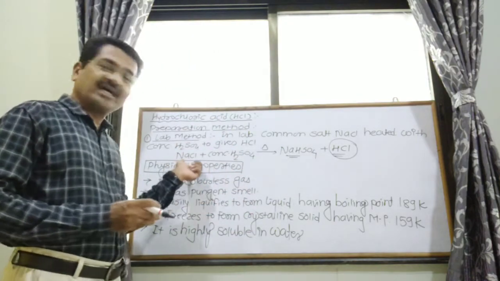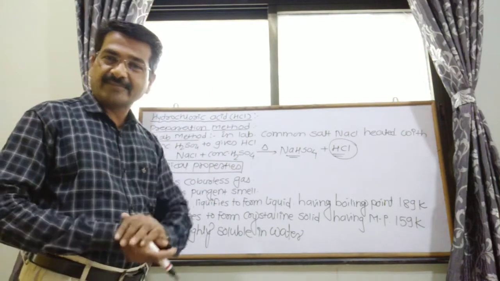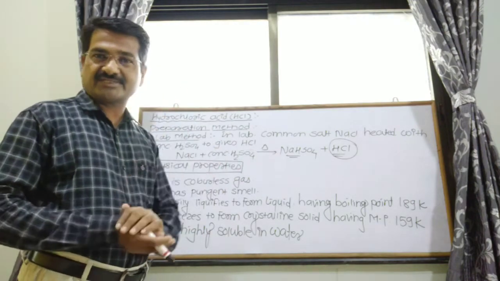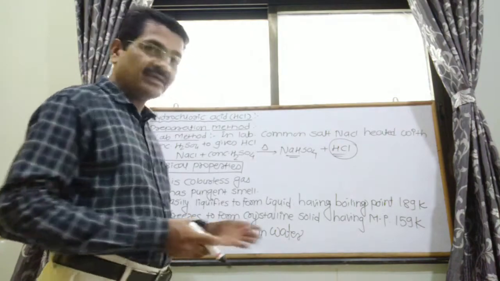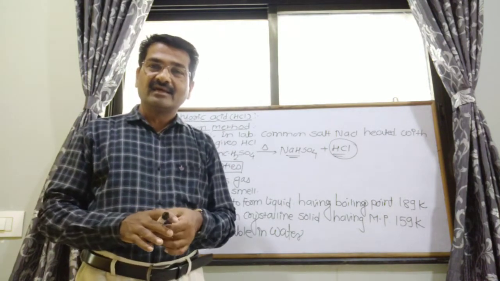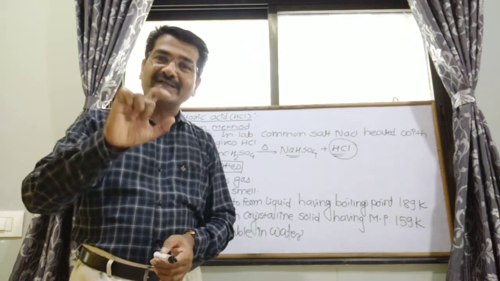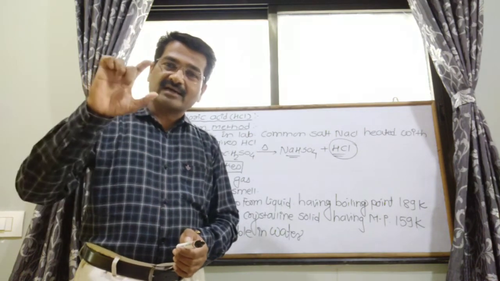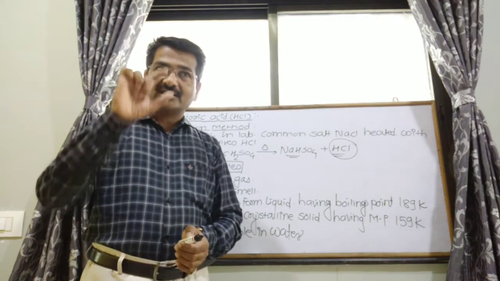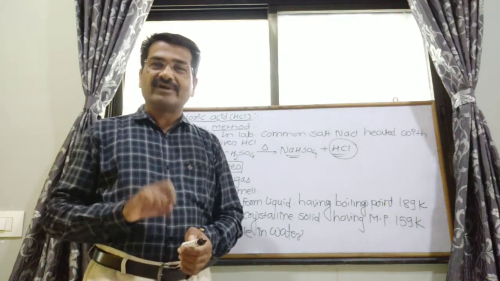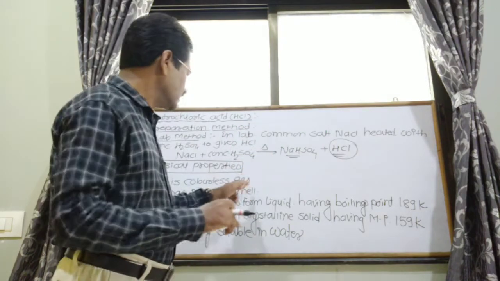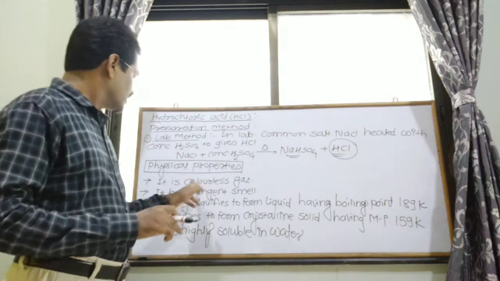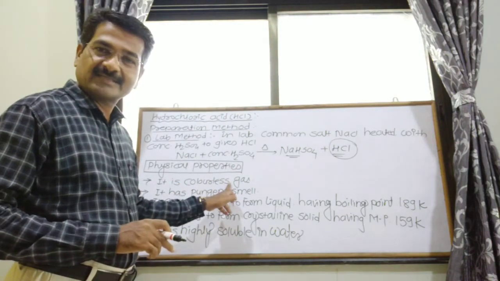Then see the physical properties of hydrochloric acid. The first physical property is that it is a colorless gas. Hydrochloric acid is generally a gas, which is obtained in the form of a liquid in the laboratory, taken in beakers or in a glass. Then it seems like a liquid, but actually it is a gas because it gives effervescence. So it is a colorless gas.